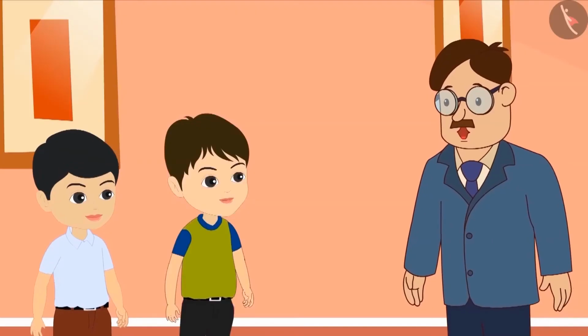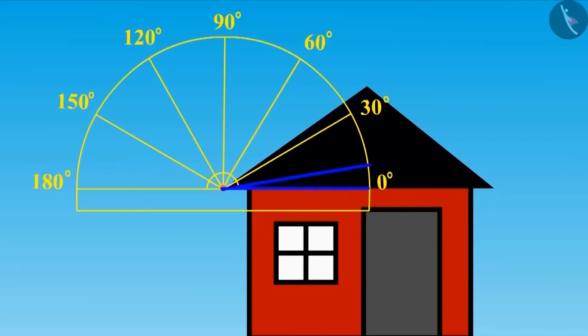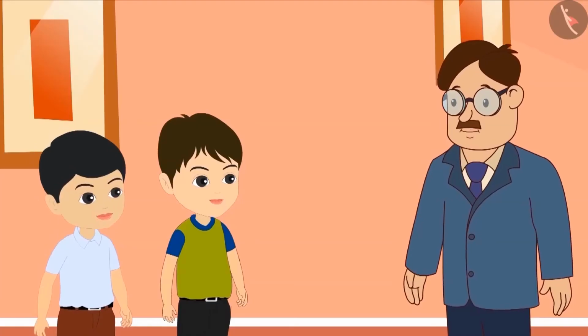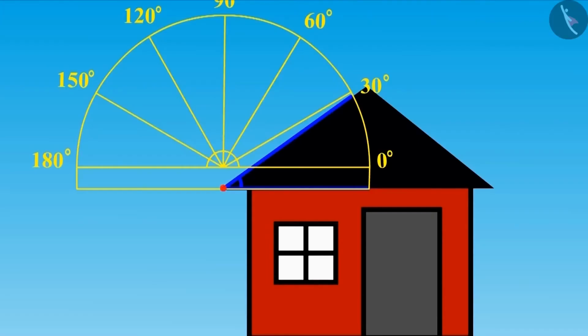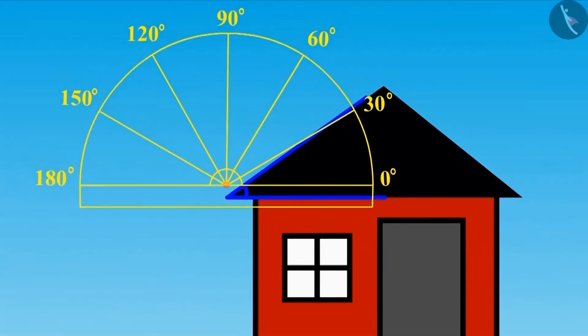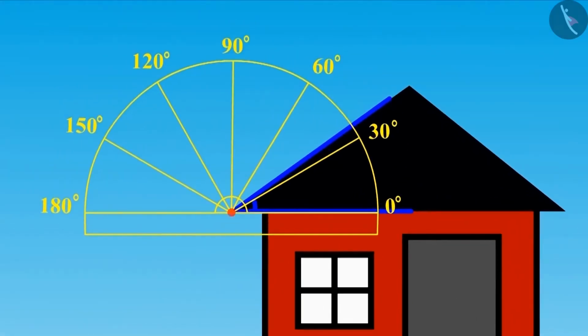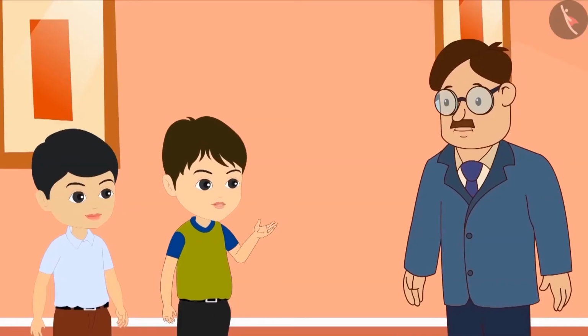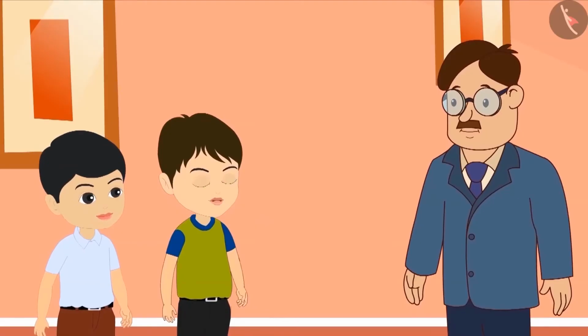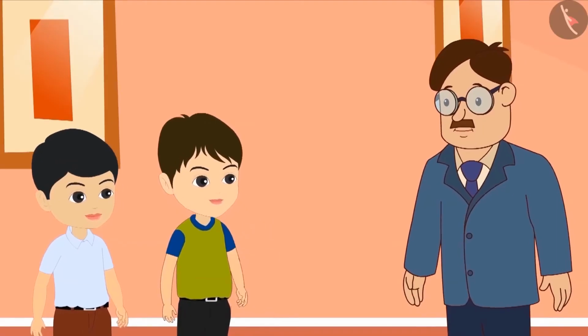Only then will our answer be right. So tell me, what is the measurement of this angle now? It is more than 30 degrees. Yes, you are right. But if they are not aligned, then our answer will be wrong. Therefore, one always has to take care of the center point and the baseline. Okay, uncle. Now I understand how to measure an angle accurately.